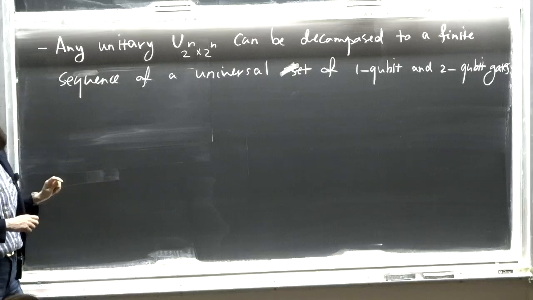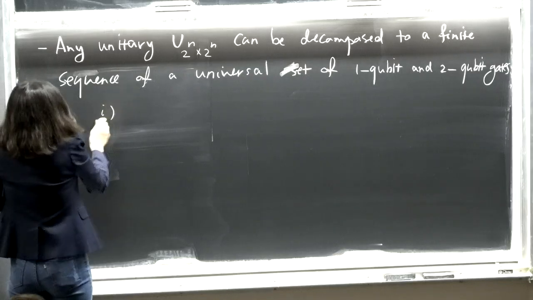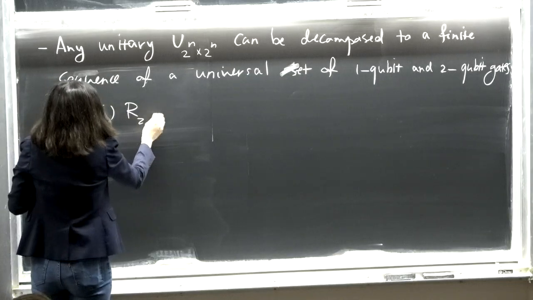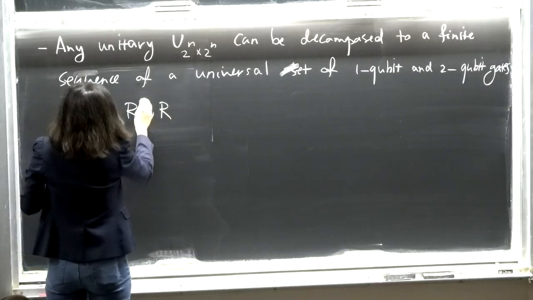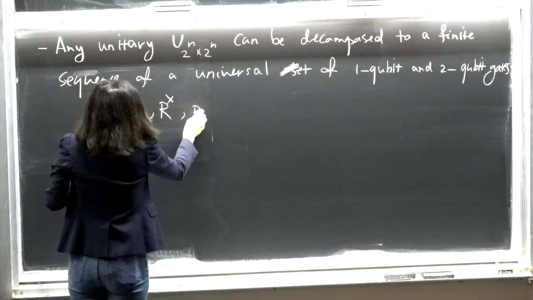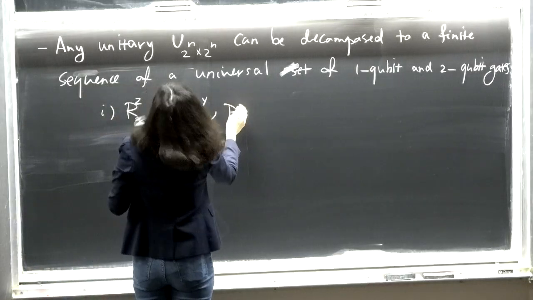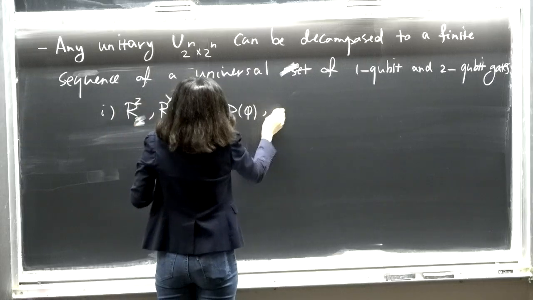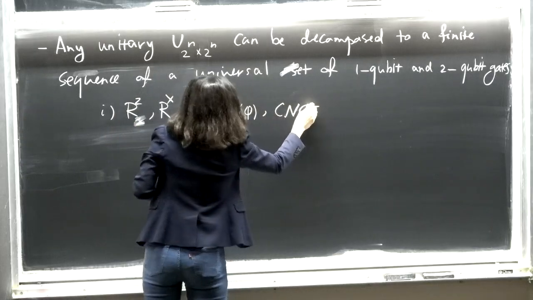And there are options for these universal sets. One option is to use your RZ, I had Z over here, RX, RY, P phi, and then CNOT. That's one option.